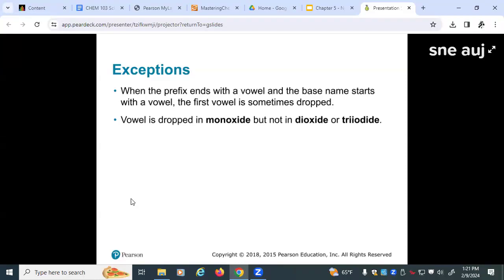because in most other cases, that double O sound, that double vowel sound, we usually can parse out relatively easily. So dioxide, we don't need to take off one of those or the other. We can say both vowels consecutively and it's okay. Triiodide, same thing.